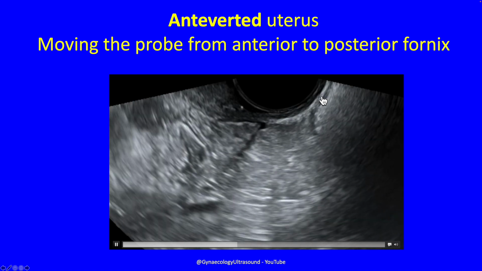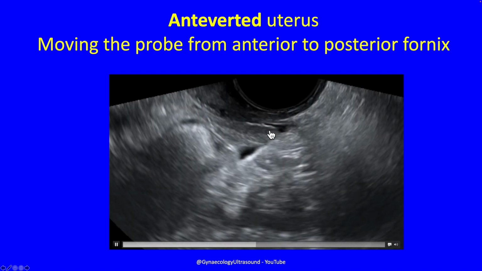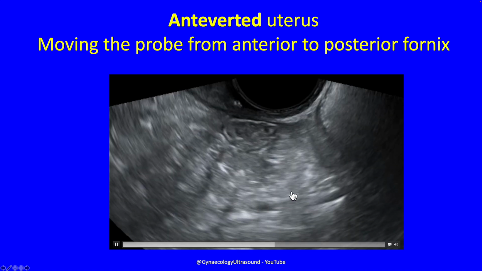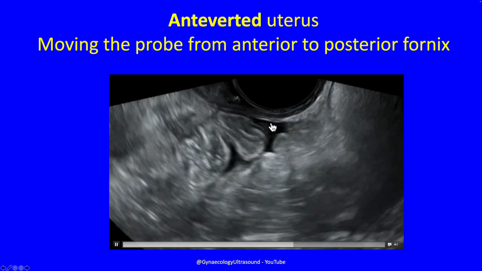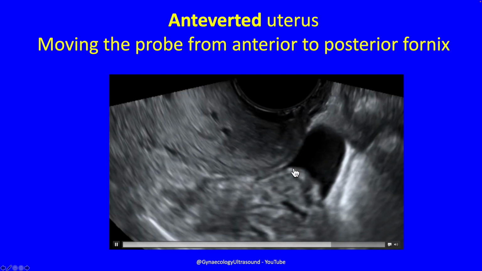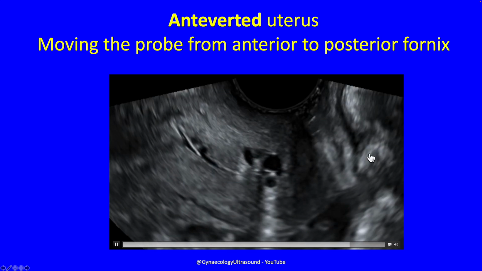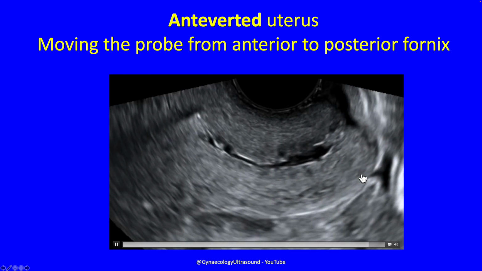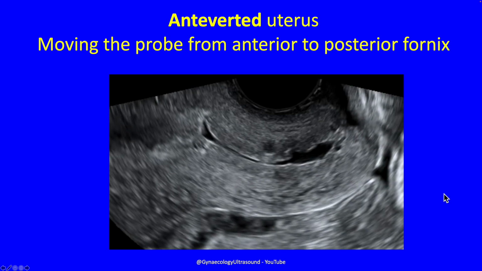I'm now in the pouch of Douglas, and I can see a pocket of free fluid in the pouch of Douglas. I can see vagina, ligaments. If I went laterally, I'd have the uterosacral ligaments. That's the reflection of the peritoneum in the pouch of Douglas. And here I've pulled it back out into the anterior fornix again. So that's how you move your probe from the anterior fornix to the posterior fornix.